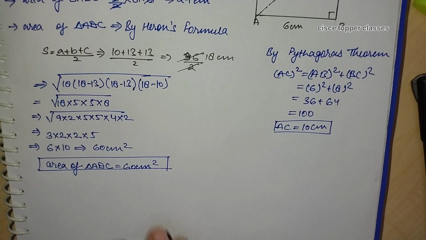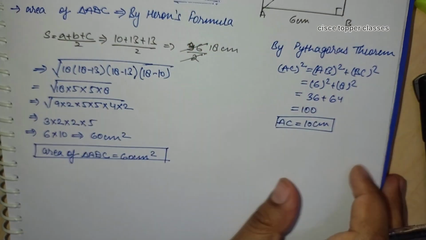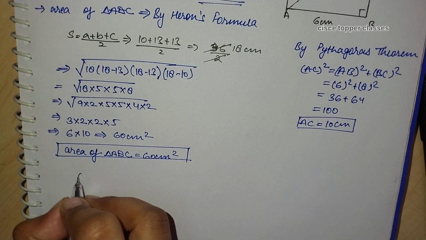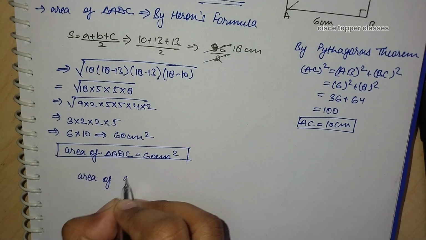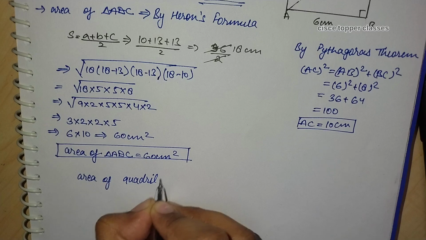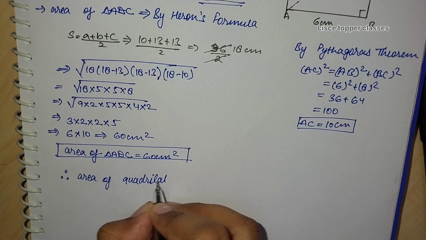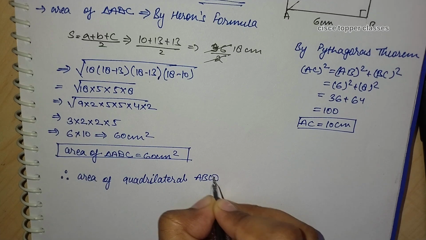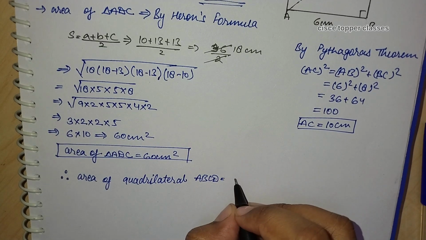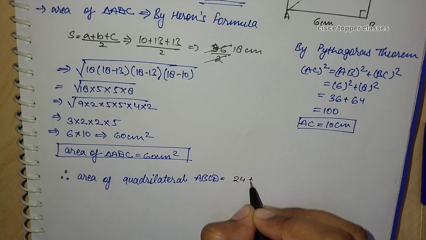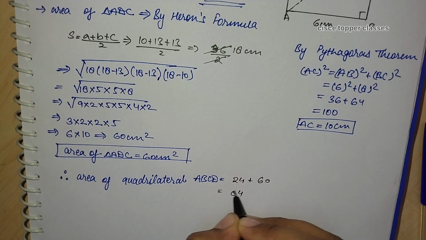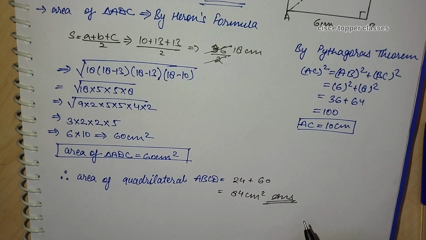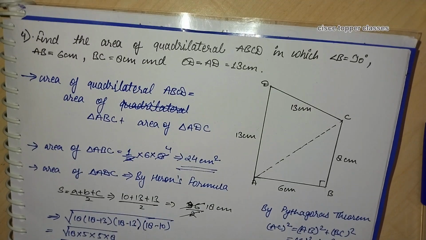Now we will add these two areas. The area of triangle ABC is 24 centimeter square, and the area of triangle ADC is 60 centimeter square. So we can write area of quadrilateral ABCD equal to the sum. So this will be 24 plus 60, which means 84 centimeter square is the final area. So this is the solution of the fourth question.